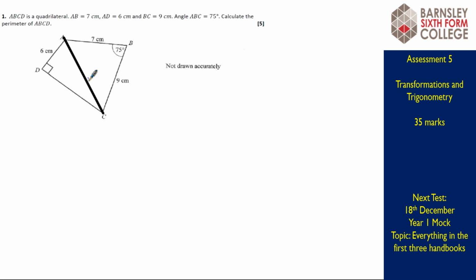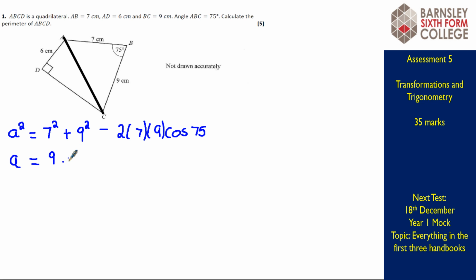So how do we find AC? Well, we've got two sides and the angle in between. If that's the case, we can go ahead and use the cosine rule. So we know that a squared is going to equal 7 squared plus 9 squared, take away 2 times 7 times 9 times cos 75. You could just put that all in your calculator and then square root, and we'll get 9.87.